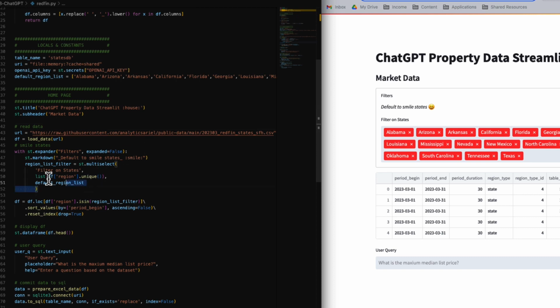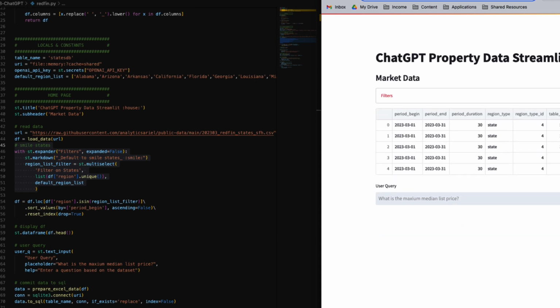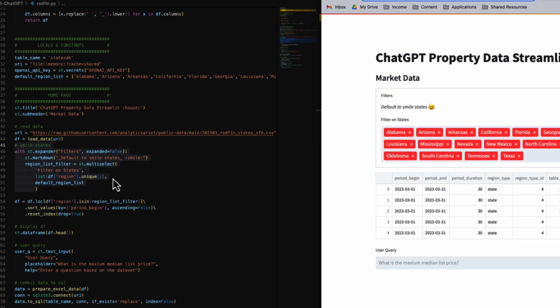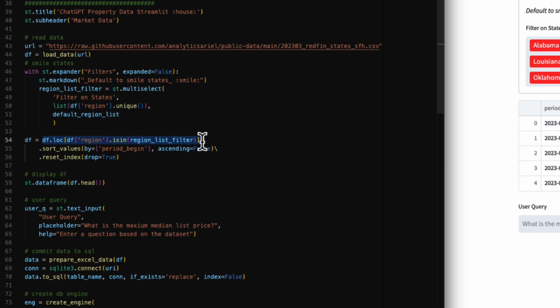We then have an expander that shows us all of our states, so we can collapse it and we can maximize it. The purpose of this multi-select filter is so that we could select different states and auto-filter our data frame. I have this set so that you could select any state within our region, but particularly the ones I want to auto-select are those that are the default region, which is my smile states. Then, based on what the user selects, our data frame is filtered down just to those states. So instead of all 50 states, it's just right now the smile states.